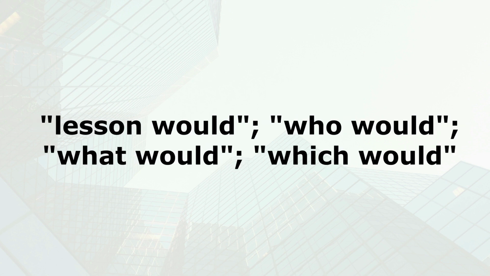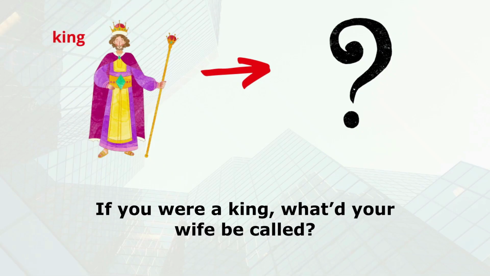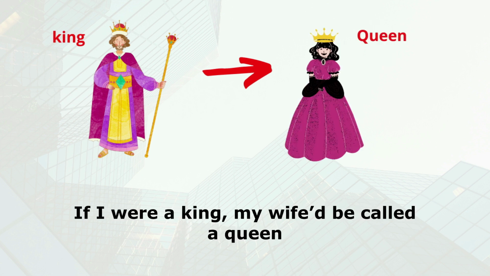Lesson would. Who would? What would? Which would? Lessoned, who'd, what'd, which'd. If you were a king, what'd your wife be called? If I were a king, my wife would be called a queen.